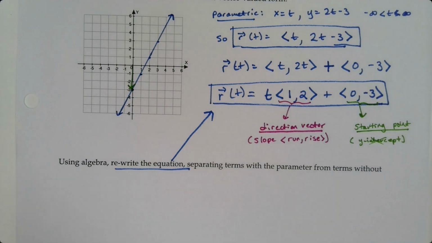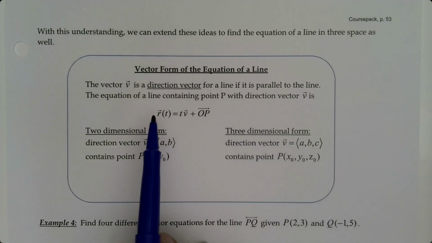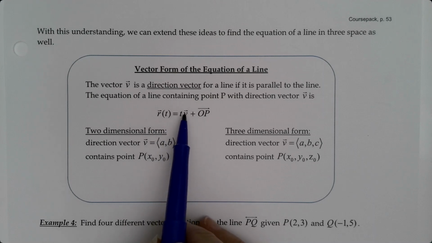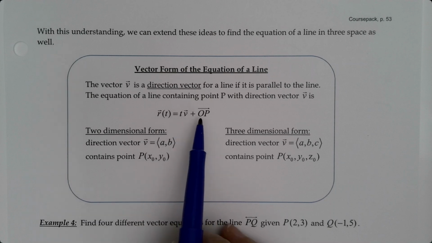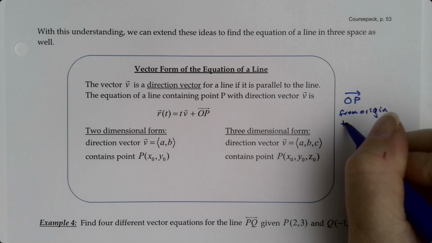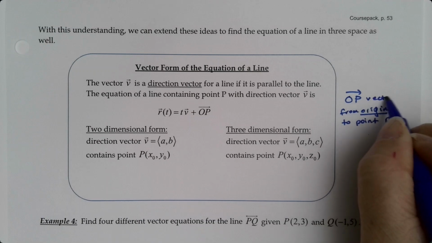All right, so now that we understand how this works, we can expand that to the equation of a line in 3 space. It'll work the same way. So we have a vector v, and it has a direction vector, and then for a line that is parallel to the line. The equation of a line containing point P with direction vector v is, as we just saw, t times the direction vector v, which is the new and improved way of thinking about slope, right? But it's not slope, it's direction, right? Slope always was direction, right? It's kind of expanding that idea. And then O stands for the origin. So OP is the vector from the origin to point P, right? O stands for origin. Right? It's a vector from the origin to that point.